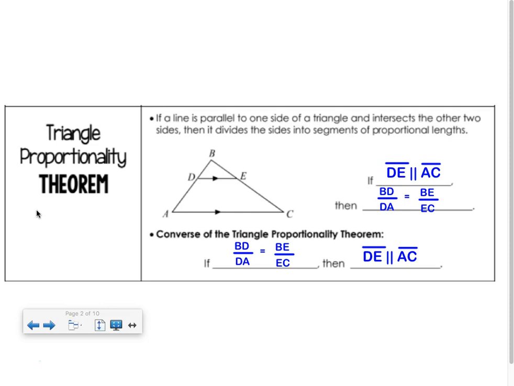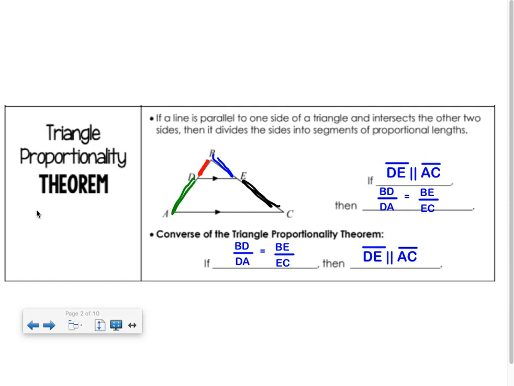If a line is parallel to one side of a triangle and intersects the other two sides, then it divides the sides into proportional parts. So what does that mean? You see how DE is parallel to BC? Remember that's what those arrows mean. Then we could write a proportion that is equal. So I could say BD over DA is equal to BE over EC.